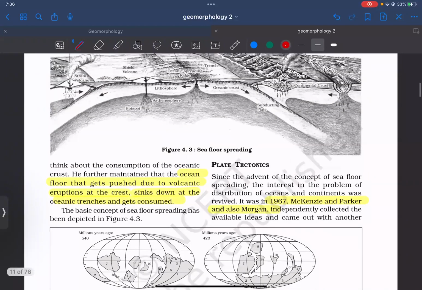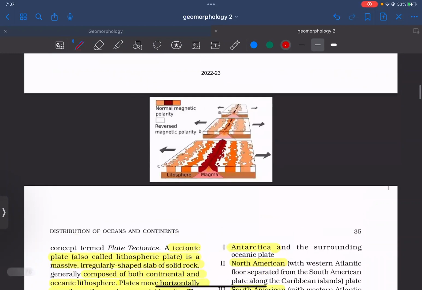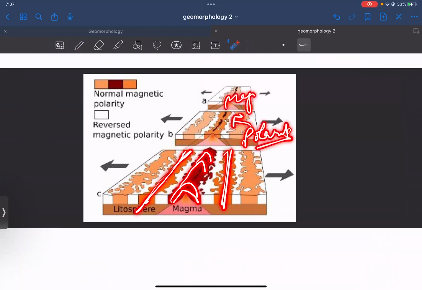So at mid-oceanic ridges, volcanic eruption takes place. So new crust is formed, new rocks are formed. But at the oceanic trenches, crust is destroyed. To explain this, it gave the concept of paleomagnetism. So what it said, if this is the mid-oceanic ridge, and we have a layer of rocks, same color rocks, they have the same kind of polarity. That means the same kind of magnetic property.